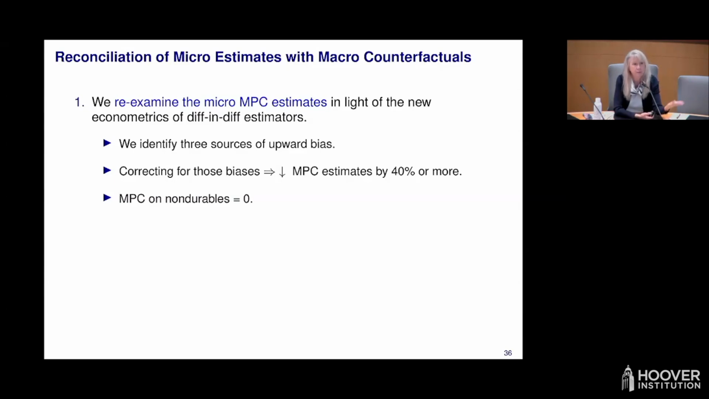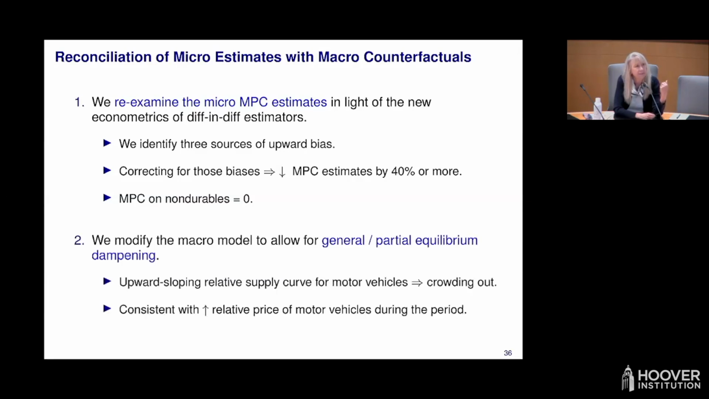But now we know that what seemed so obvious wasn't. And I don't have time to go into the econometric details. The MPC on non-durables is economically and statistically about equal to 0. So we get those MPC estimates down, but we still have counterfactuals that are somewhat implausible, all right? So this is a case where we actually have to work on both fronts, the estimates and the model.